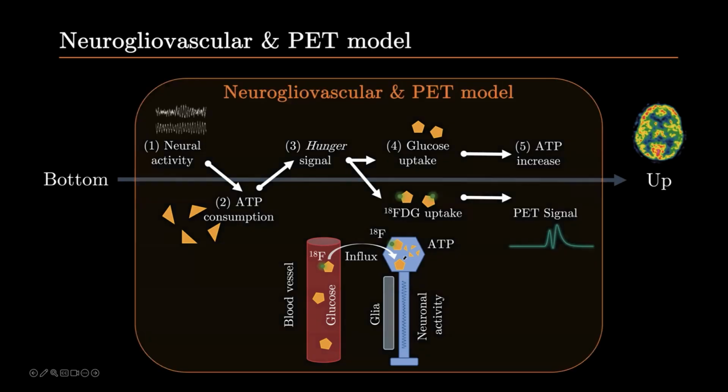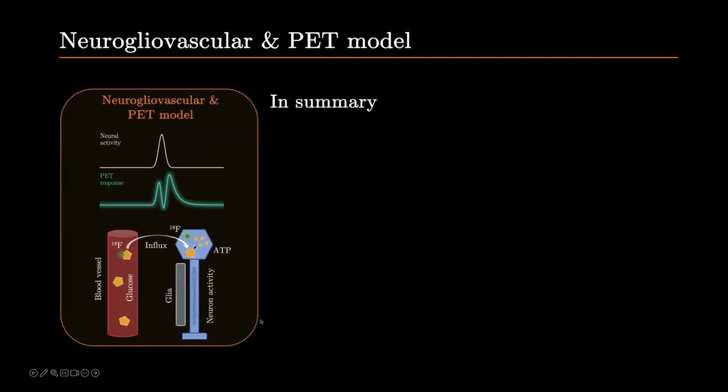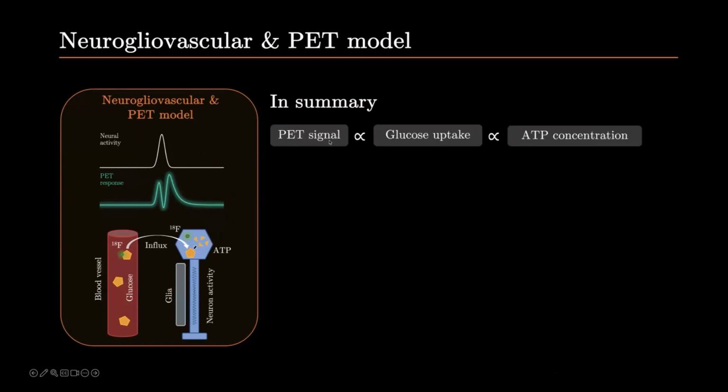Okay, all very complicated, but we can summarize this into one block of our pipeline, which is the neurogliovascular and PET model. Neurogliovascular has three terms: neuro for neuron, glio for glia cells, in particular astrocytes, as we will see in a bit, and vascular for the blood system and blood vessels. This is all very detailed, so we have to summarize it somehow. In summary, the PET signal is proportional to the glucose uptake, which in itself is proportional to the ATP concentration.